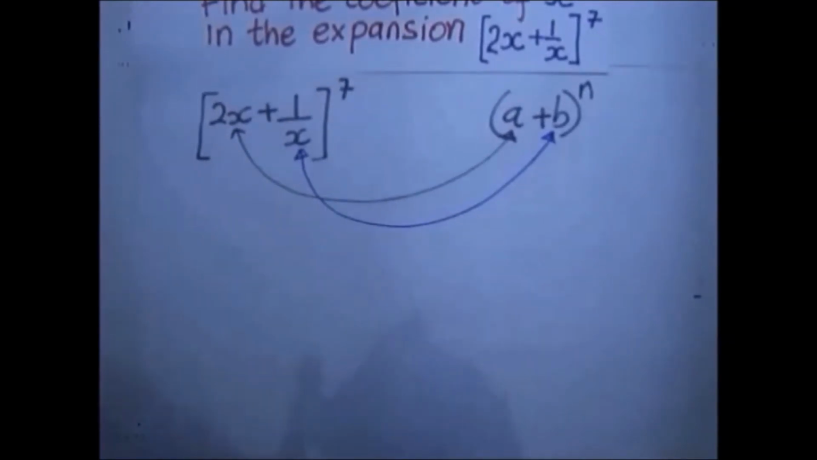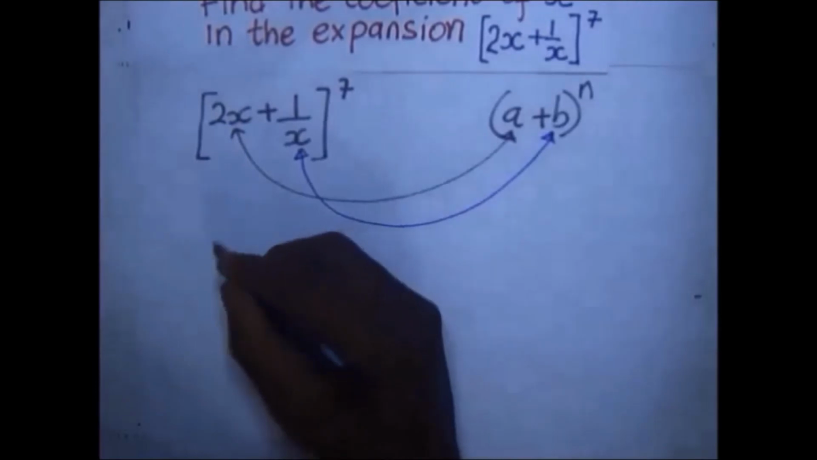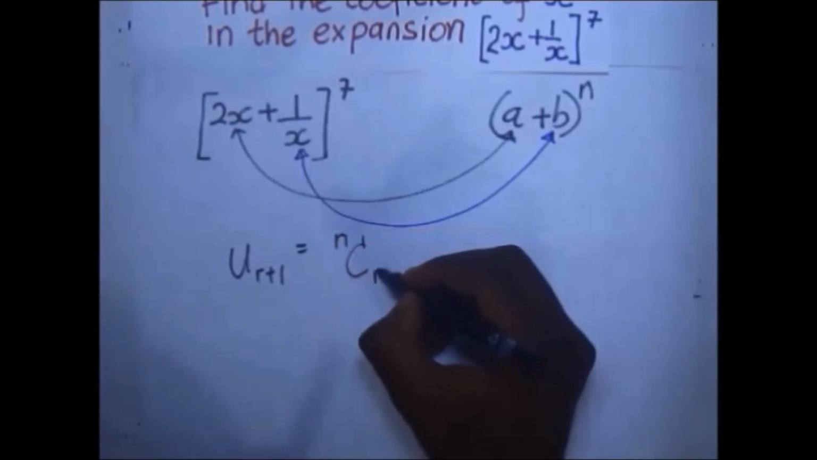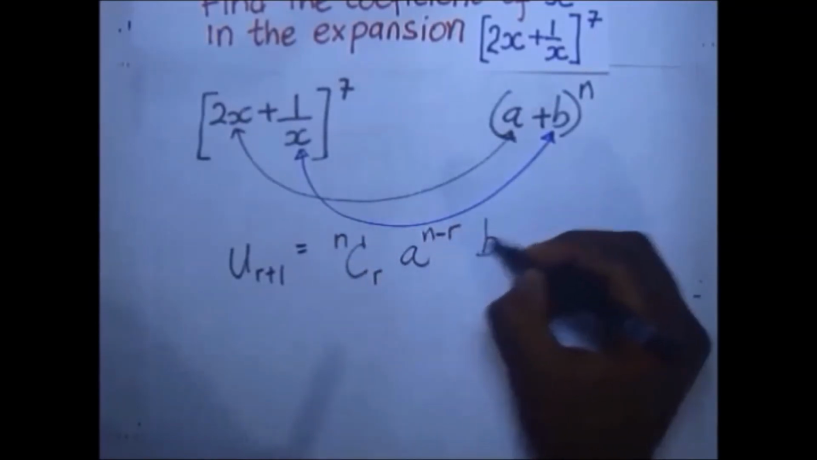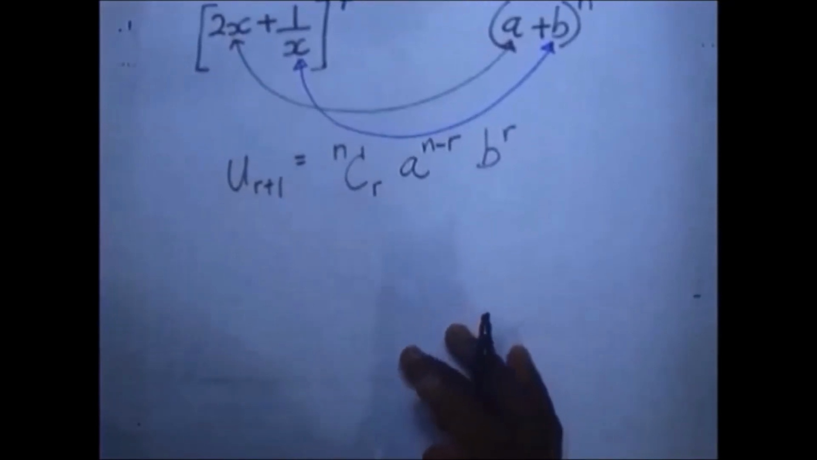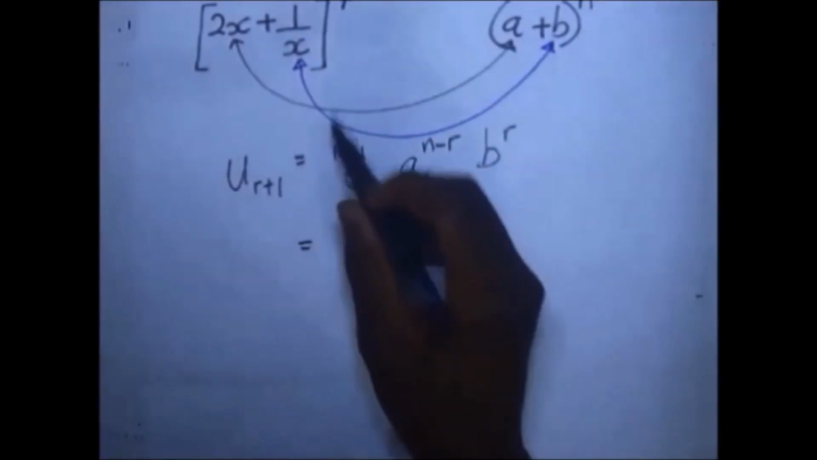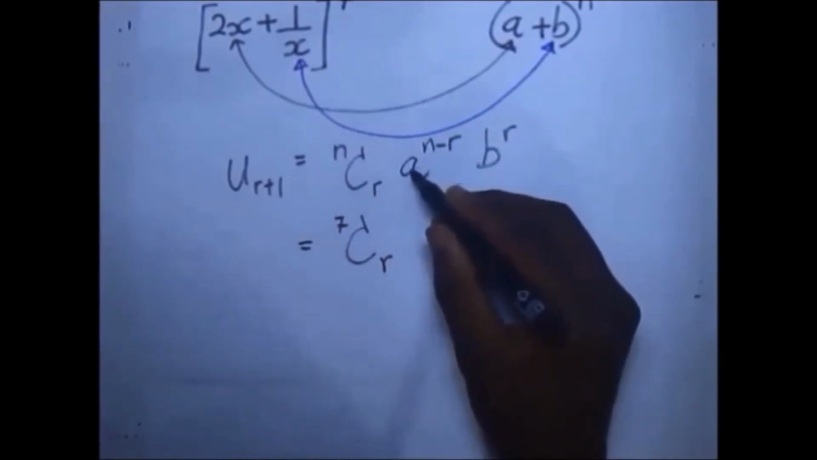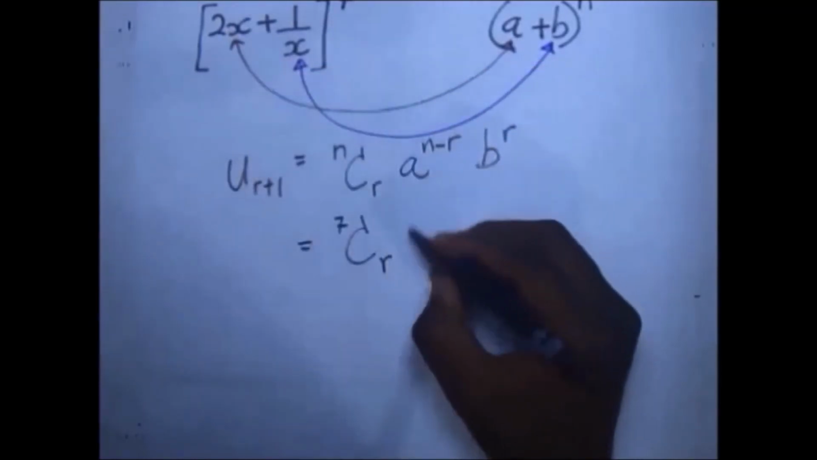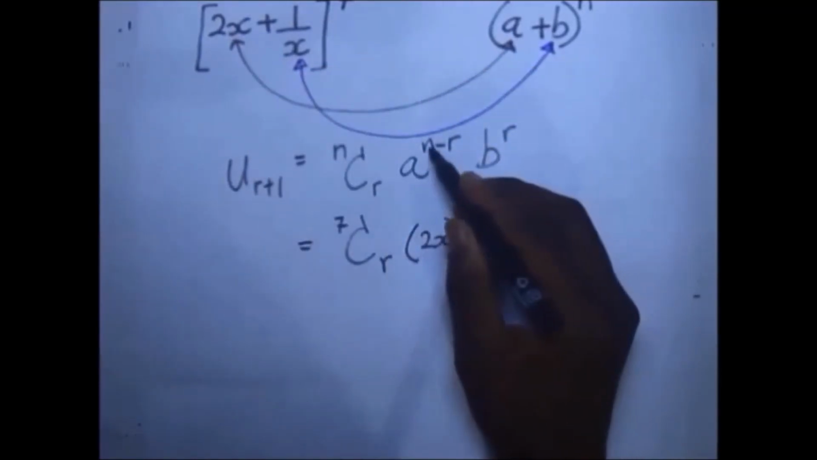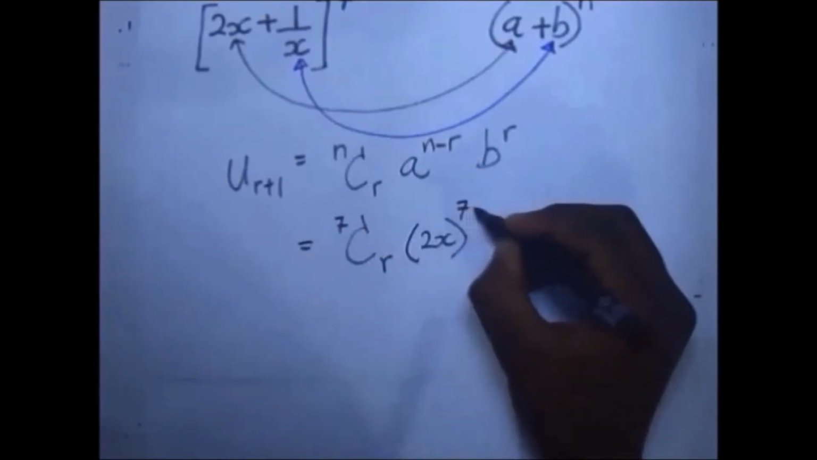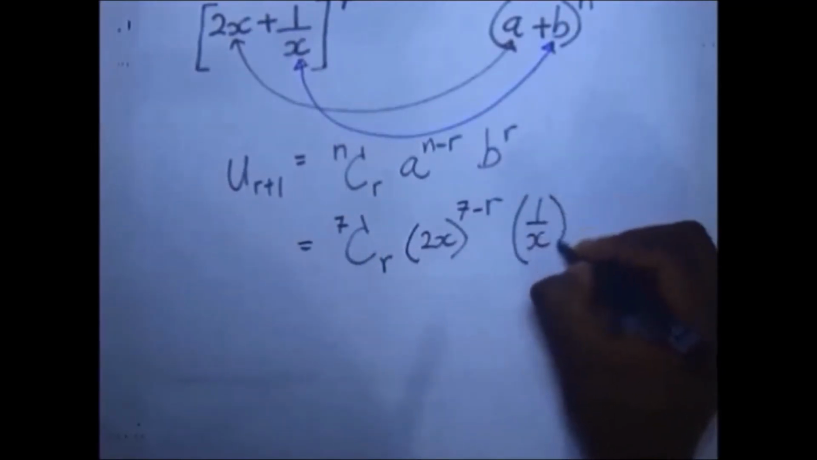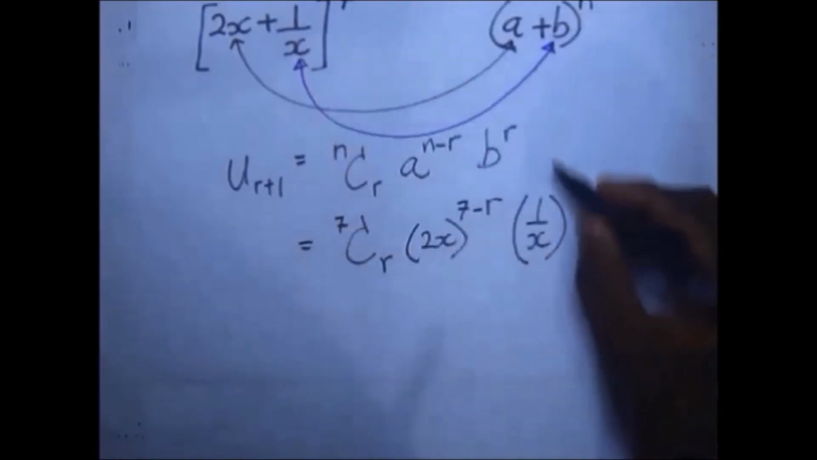So if we are to substitute it in our general expression, u_{r+1} is equal to n combination r, a to the power n minus r, b to the power r, you will find that our value of n here is 7. So it's going to be 7 combination r, we are looking for that r, times a. Our value of a is 2x, so times 2x to the power n minus r, that is 7 minus r, times b. What is our value of b? 1 over x to the power r.